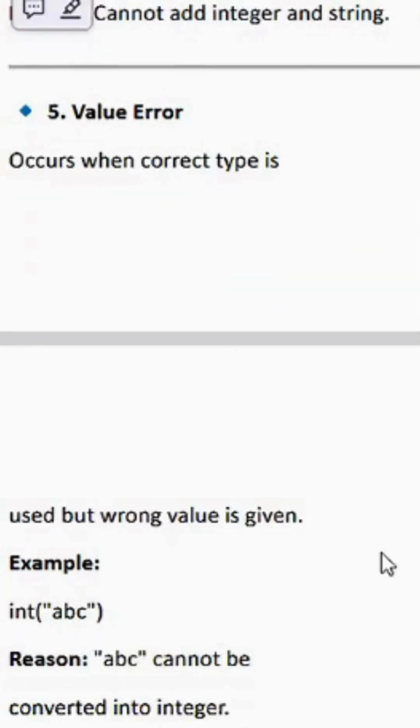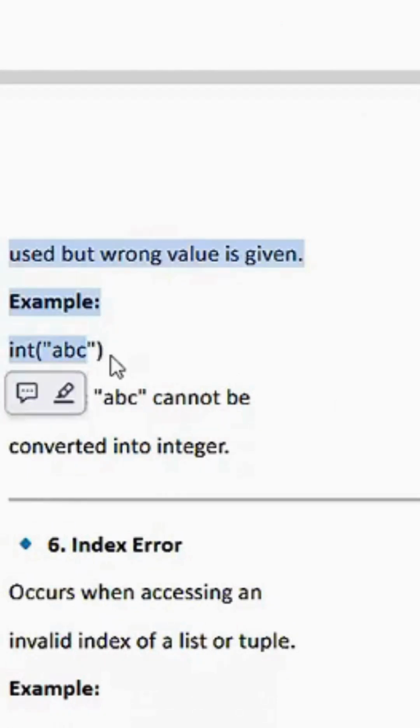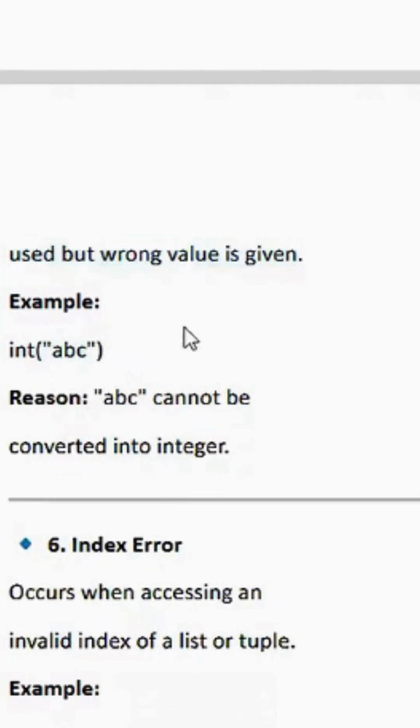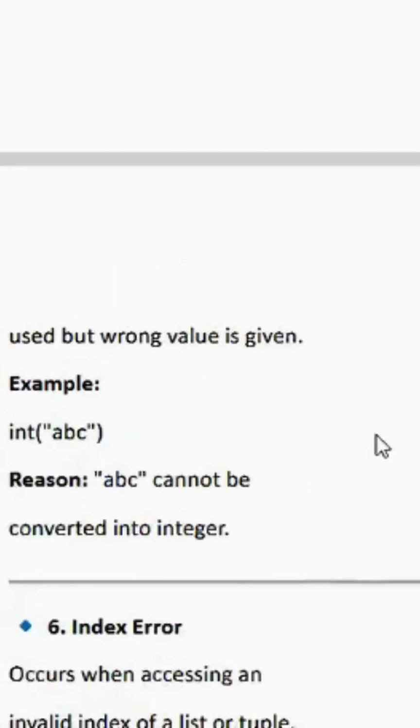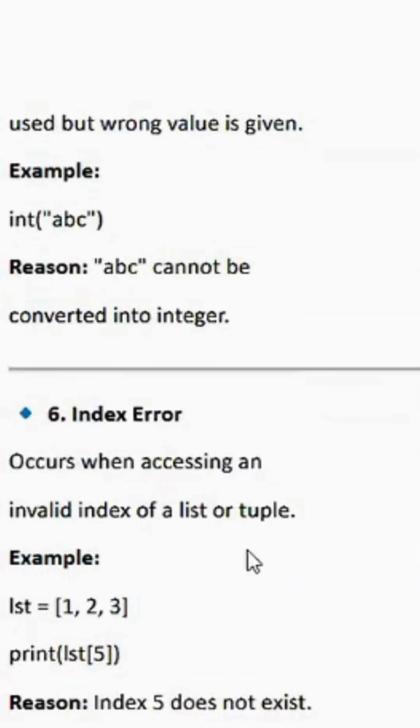Then value error. Value error occurs when the correct type is used but the wrong value is given. So basically here I am using the correct type, it is a string, but I am trying to convert this string into integer, which is not possible. ABC cannot be converted into integer. So in this kind of scenario, we get value error.